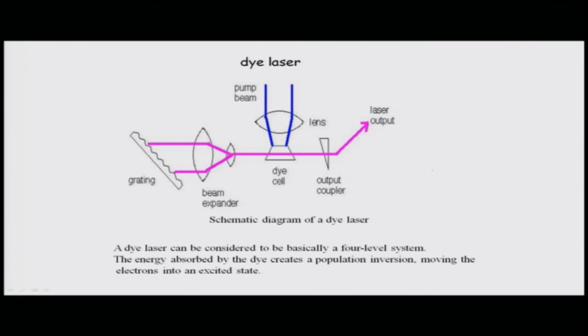Typically in this process, there is either a dye cell or a dye jet into which the pump beam is being focused, and that sets off the cavity, where there can be different ways of selecting the wavelength by using a grating or prism. Then there is this cavity inside which the laser is being put, so that you can get the output, and it is a 4-level system, and the energy absorbed in the dye creates a population inversion, moving the electrons into an excited state.